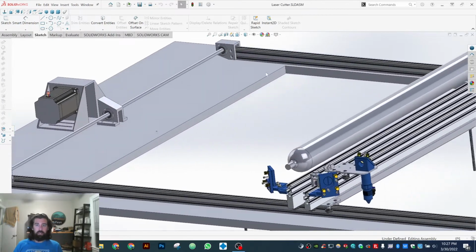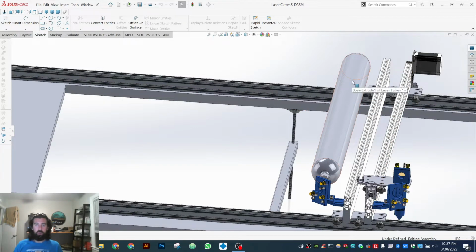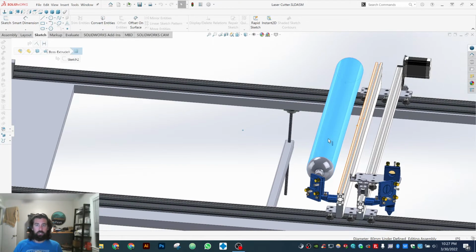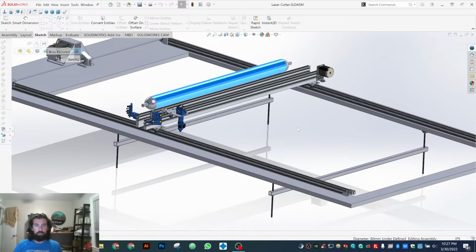The other is about whether or not having the tube on the gantry for a machine this large. Now this is a 48 by 96. It's actually going to be a little bit larger just so that I have some room. So it'll probably be like 49 by 97. So they'll have a half inch.